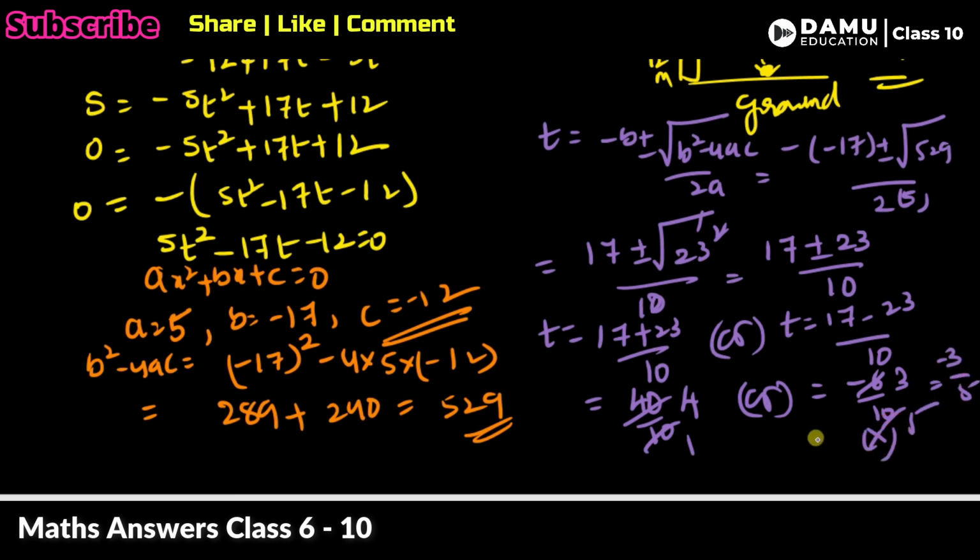So time cannot be negative, so we reject minus 3 by 5. So therefore the time at the ground while touching, t will be equal to 4 seconds. So this is the value.